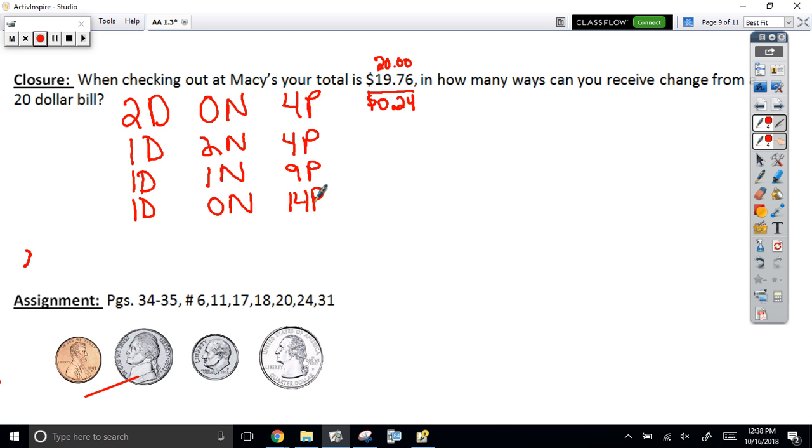Alright, now we've pretty much exhausted using 1 dime. So we're going to go to 0 dimes. And I would start with 4 nickels first to get 20. 4 pennies. And then just work your way down: 3 nickels, 2 nickels, 1 nickel, 0 nickels, and see how many pennies. And then count up how many you totally get.